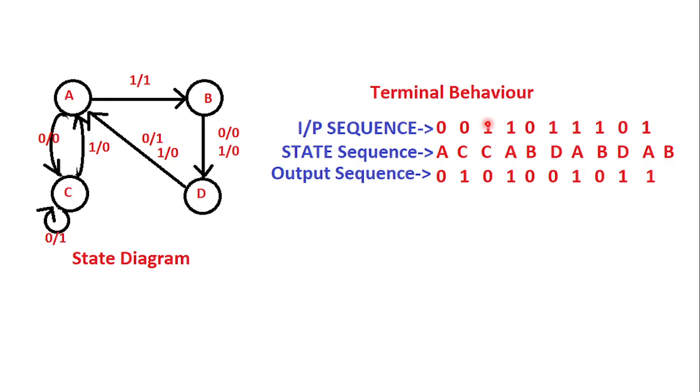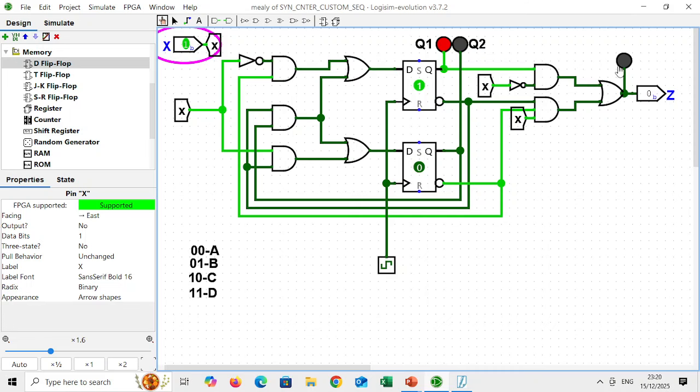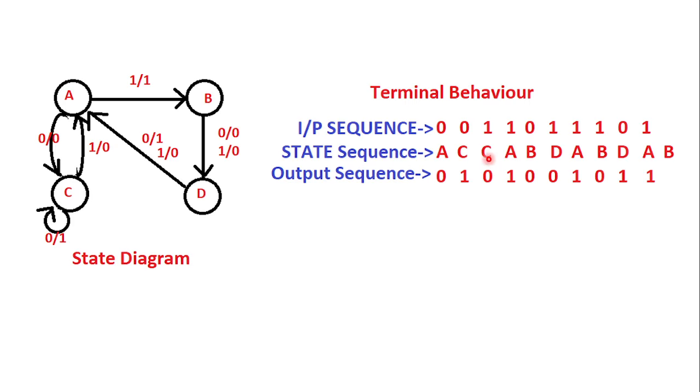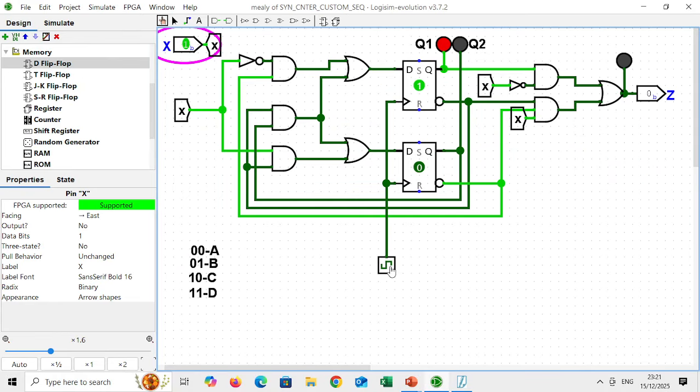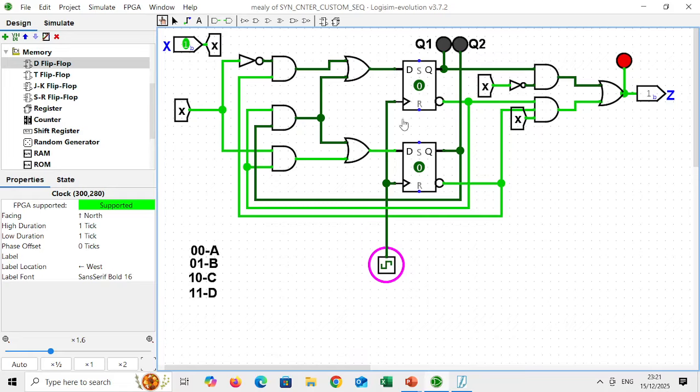Now I'll apply the input equal to 1. Whenever the applied input is equal to 1, the output becomes 0. So I'll apply input equal to 1. You can just see that the output is 0. After applying the input, I give a clock pulse so that it changes from C to A. When x is equal to 1 and I give a clock pulse, it should change from C to A. So now x is equal to 1, I'll give a clock pulse, and it changes to A, which is 0, 0.